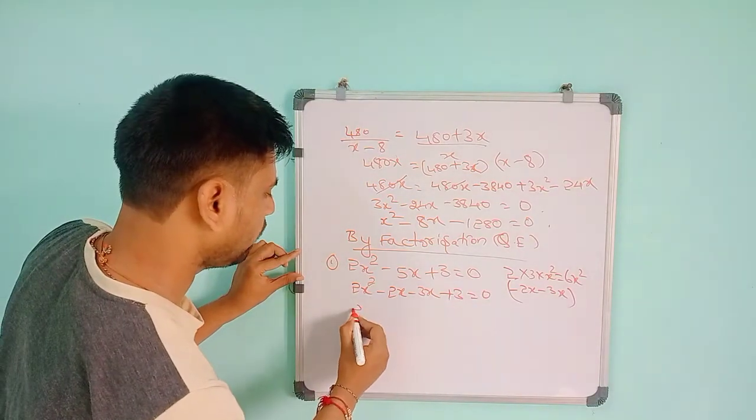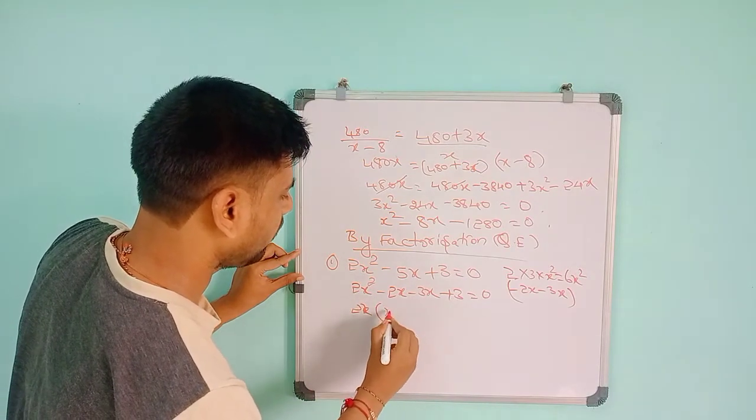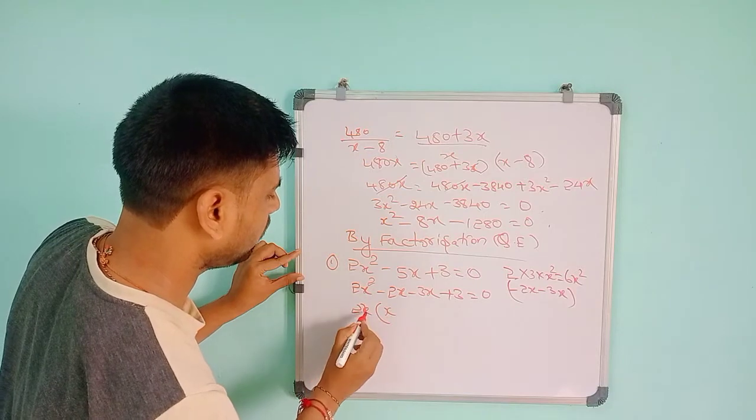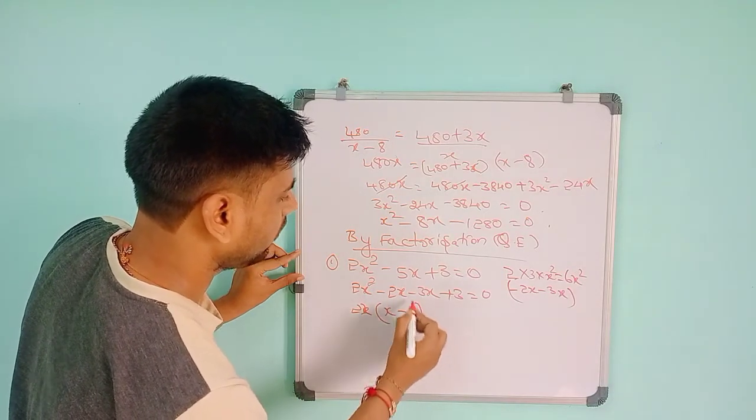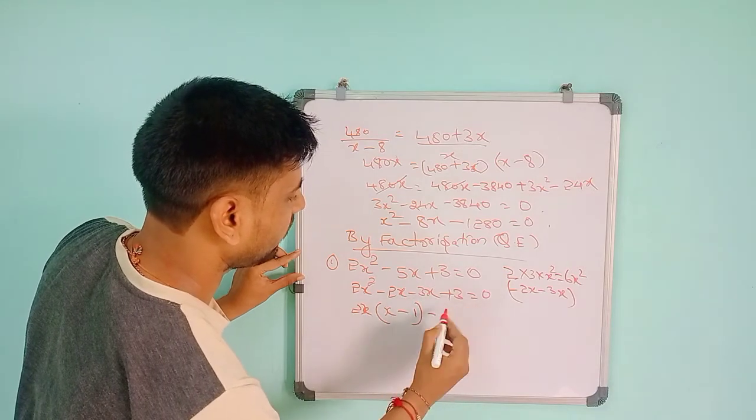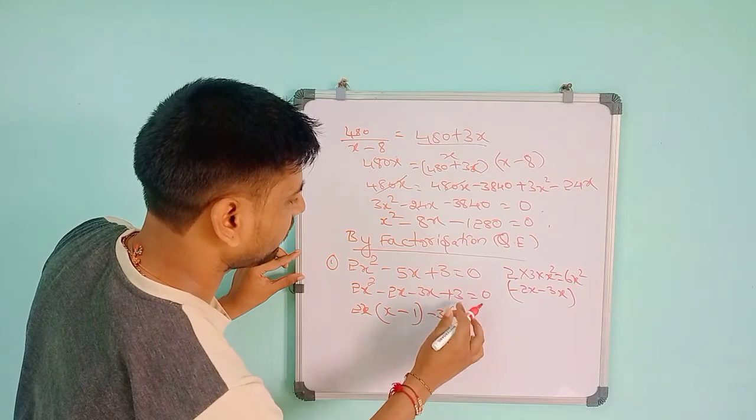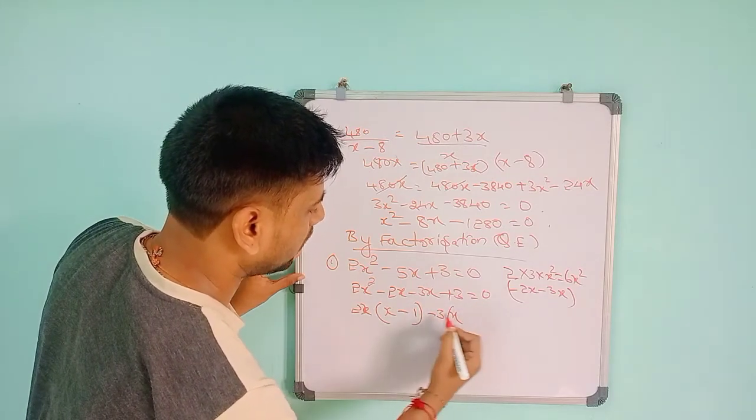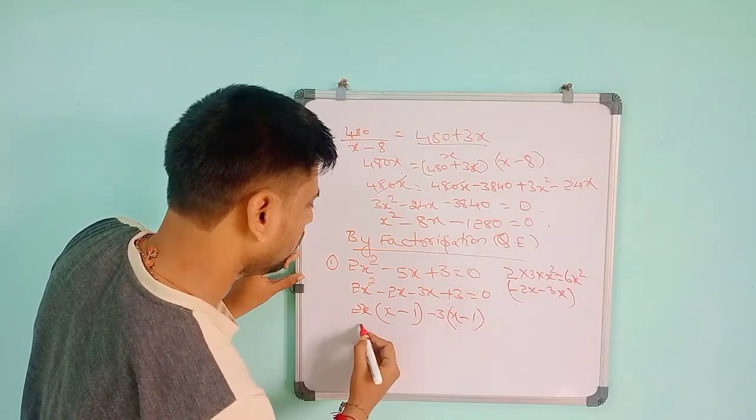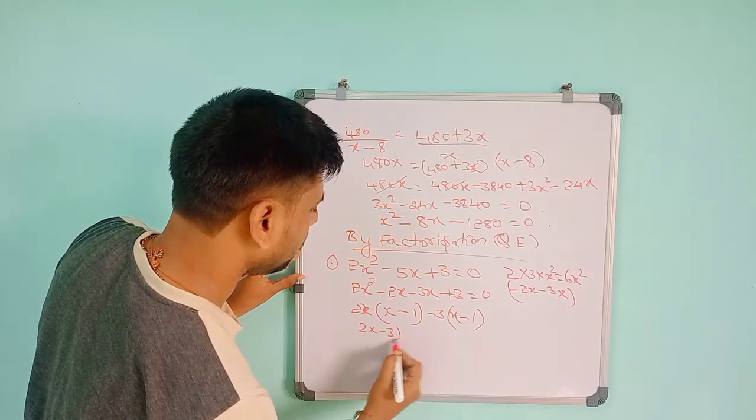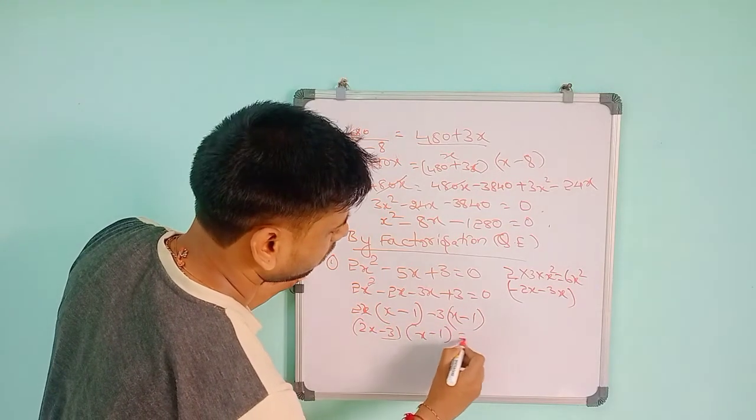Then you can take 2x common here. From 2x square, 2x is taken, so x remains. Minus 2x, 1 remains. Then minus 3x plus 3, you can take 3 common, x as it is. Minus is there, plus is there, so to make plus we have to multiply by minus: minus 3 into x minus 1. So it will be 2x minus 3, then x minus 1, is equal to 0.